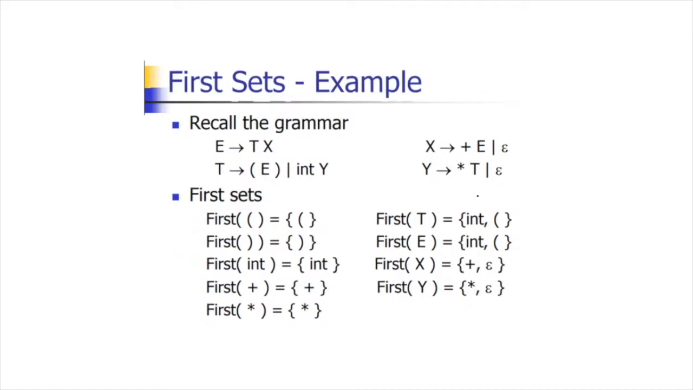First of all, this example is for first of Y is star. So let's take this example: X goes to plus E epsilon. So this example you can see, consider this grammar. X goes to plus E epsilon, Y goes to star T epsilon. This example we have.